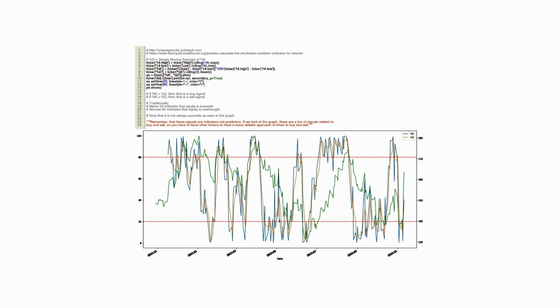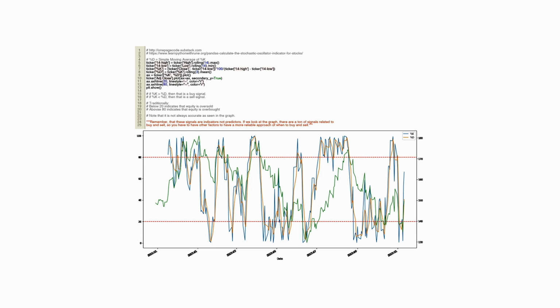It then computes the %K value based on the stock's closing price and the established high and low prices within that window. The %D line is calculated as the simple moving average of the %K values over a 3-day period. The code represents these calculations graphically, plotting both the %K and %D lines alongside the stock's adjusted closing price. Buy and sell signals are inferred from the crossovers of these lines.